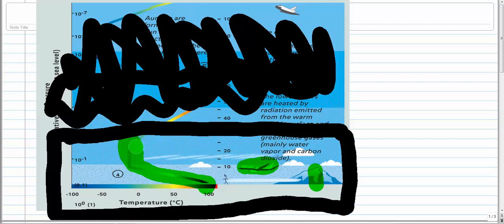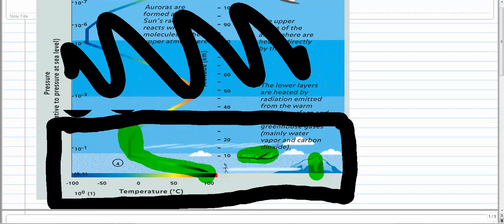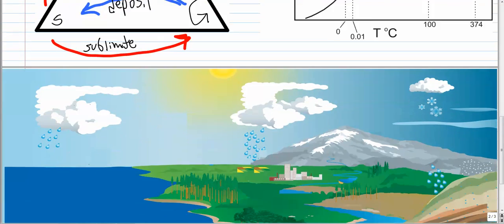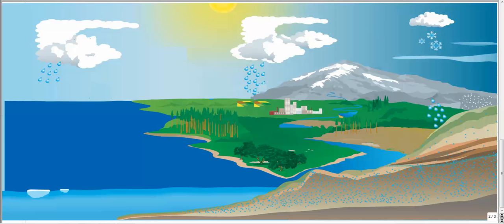So what you really need to remember is wherever there's weather, which is down here at the bottom, as you go up in altitude, you go down in temperature. Okay? So now I'm getting into what I wanted to get into, this image. And you've seen images like this before.